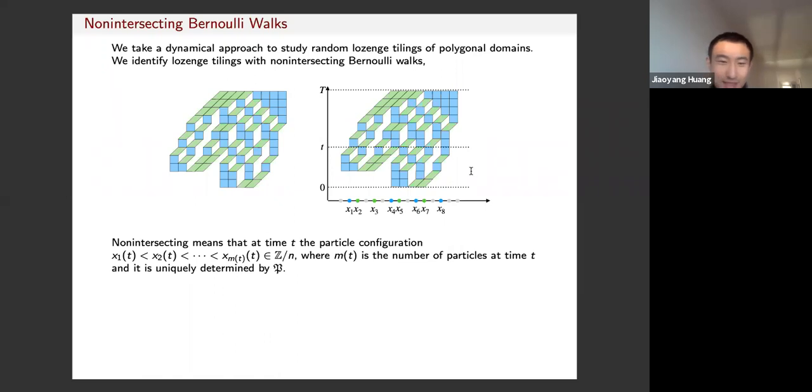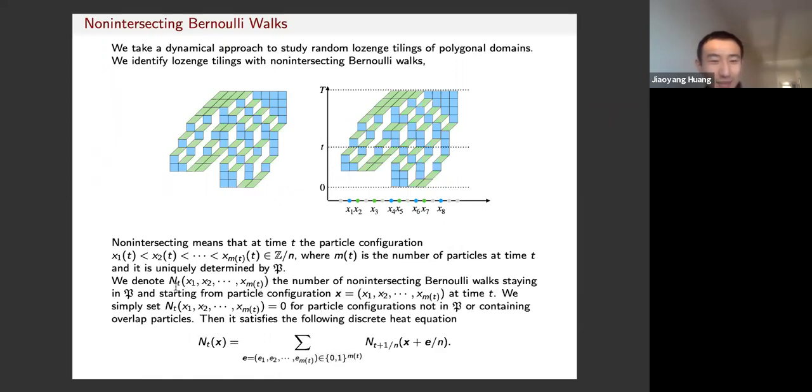We define the function capital N_t to be the number of those non-intersecting Bernoulli walks that stay inside the domain P, starting from the particle configuration x at time t. So this N_t is the number of such non-intersecting Bernoulli random walks. If in this configuration x two particles overlap, we simply set N_t to be 0. Or if the configuration is outside this domain P, we also set N_t to be 0.